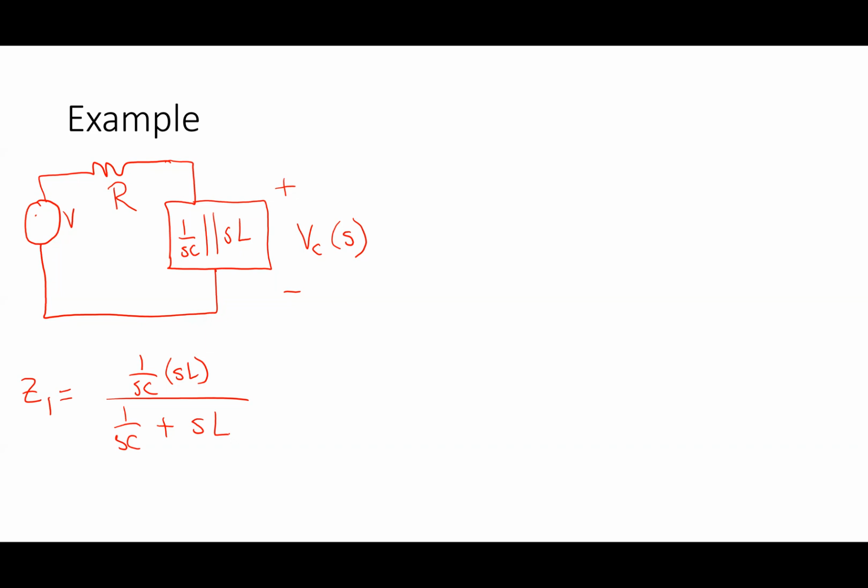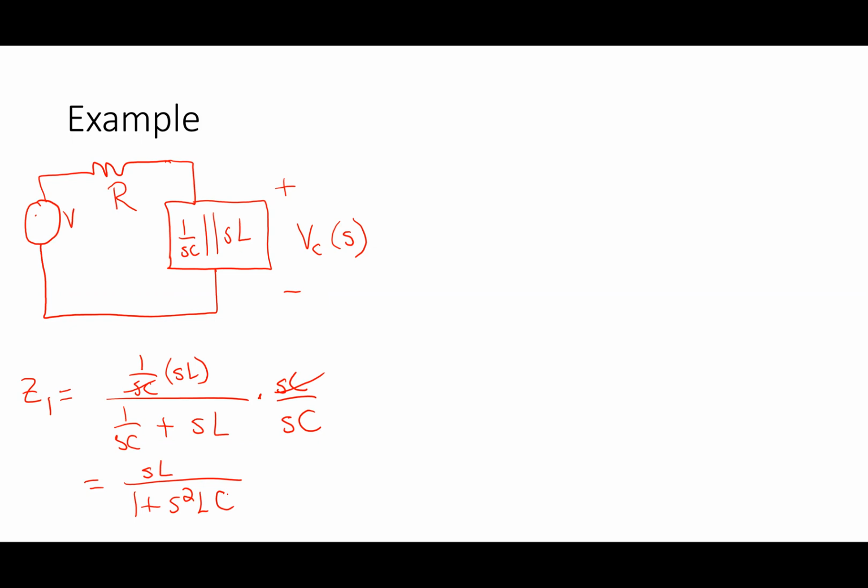Multiply top and bottom by SC here. If I do that, this guy goes away, and this term here becomes 1. This whole thing becomes SL over 1 plus S squared LC. And L and C and R are all numbers here.